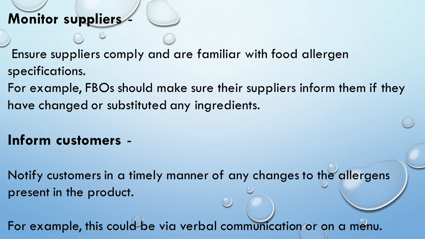You've got to make sure that your suppliers comply and are familiar with food allergen specifications. For example, FBOs should make sure that their suppliers inform them if they have changed or substituted any ingredients. Inform customers. Notify customers in a timely manner of any changes to the allergens present in the product. For example, this could be via verbal communication or on a menu.